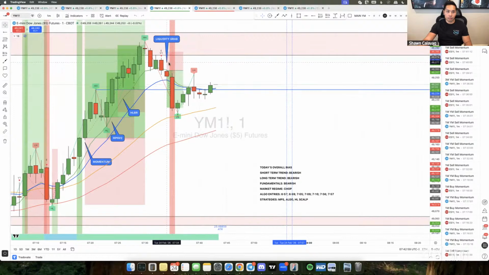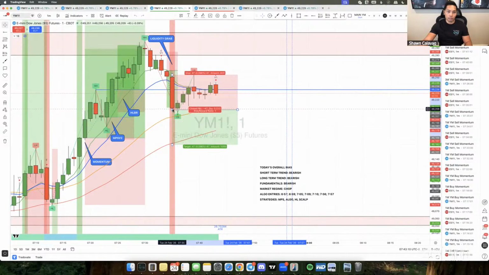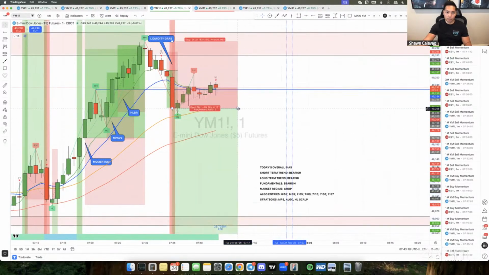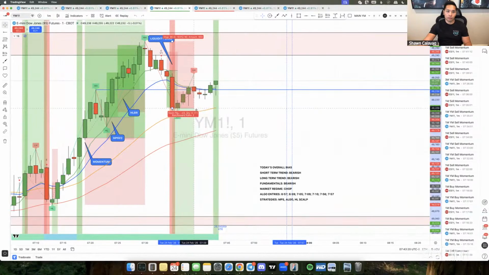Let me just mark up a couple things. So we had a liquidity grab right there. We have the momentum. The momentum is still technically running right now. It hasn't invalidated yet. I don't know if I'd look for a sell here. If we get this buy signal, then obviously this sell is going to be invalidated.